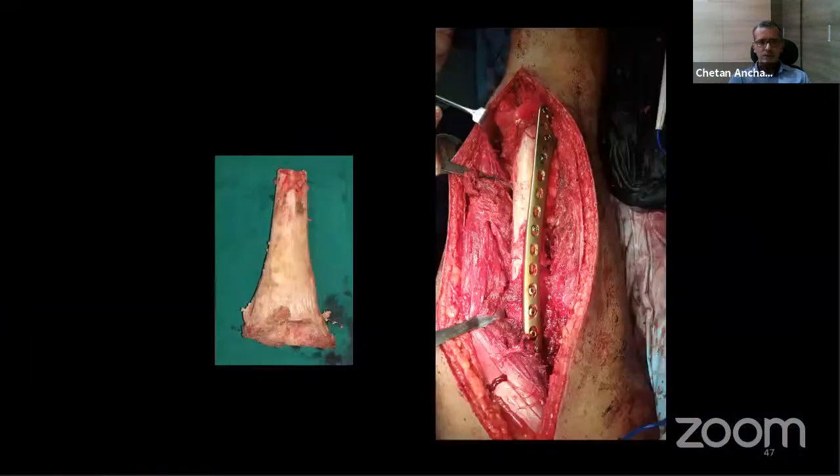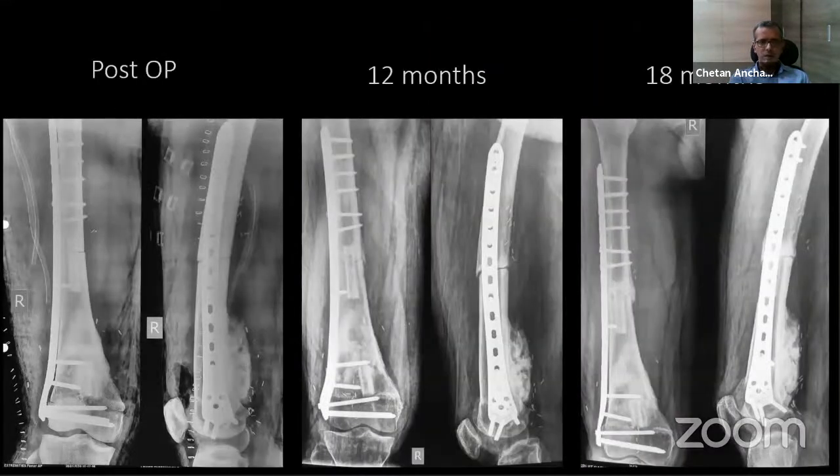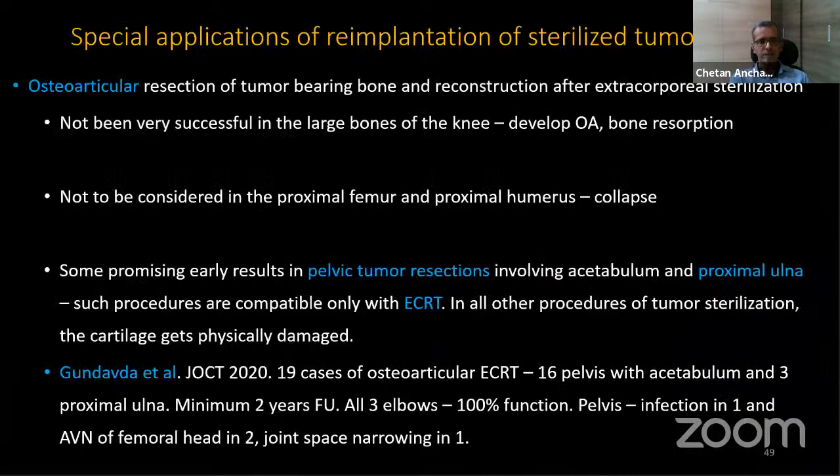Following which it was thawed and dipped in distilled water for 20 minutes. Then it was stripped of all the soft tissue and re-implanted. That is his post-op x-ray at 12 months, and this is his most recent x-ray at 18 months. It took a long time to show an attempt at union, and I think now it is on its way to union.